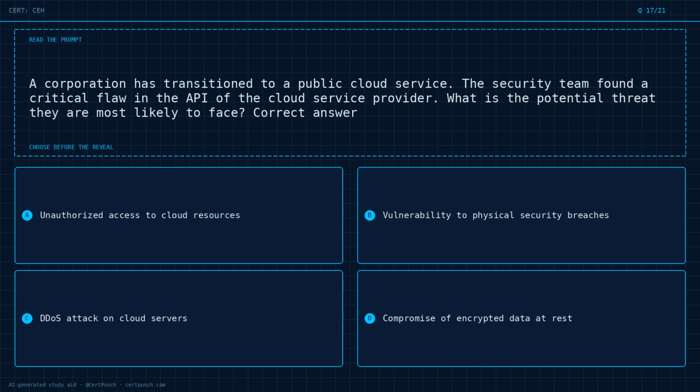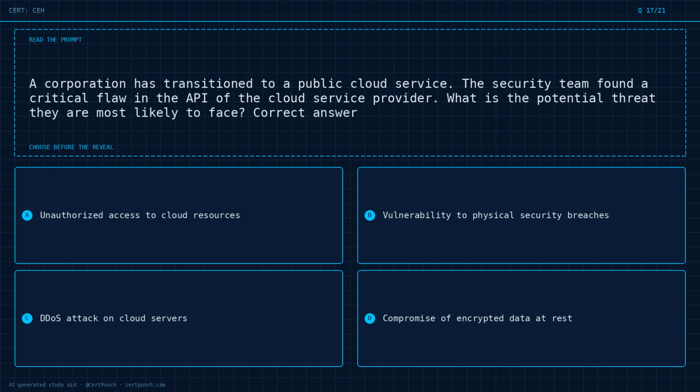Question 17 of 21. A corporation has transitioned to a public cloud service. The security team found a critical flaw in the API of the cloud service provider. What is the potential threat they are most likely to face? Correct answer, Option A, unauthorized access to cloud resources. Option B, vulnerability to physical security breaches.